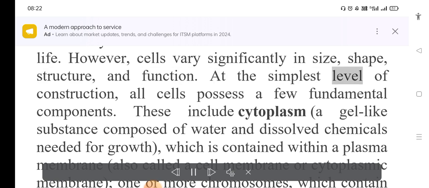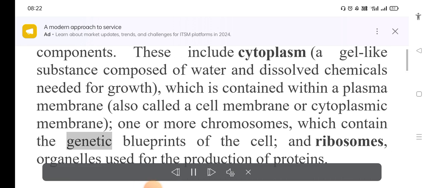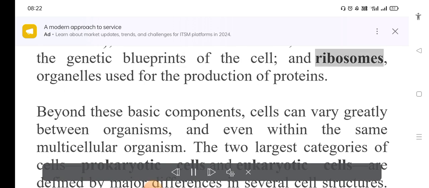At this level of construction, all cells possess a few fundamental components. These include cytoplasm, a gel-like substance composed of water and dissolved chemicals needed for growth, which is contained within a plasma membrane, also called a cell membrane or cytoplasmic membrane; one or more chromosomes, which contain the genetic blueprints of the cell; and ribosomes, organelles used for the production of proteins.